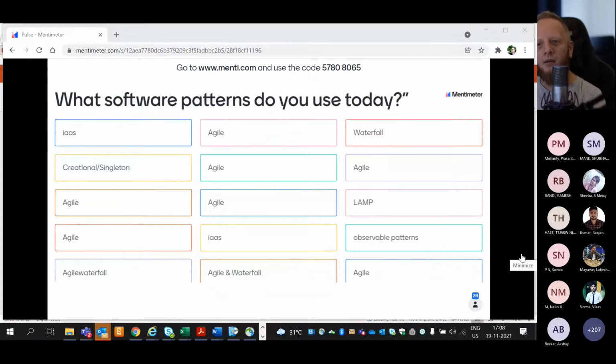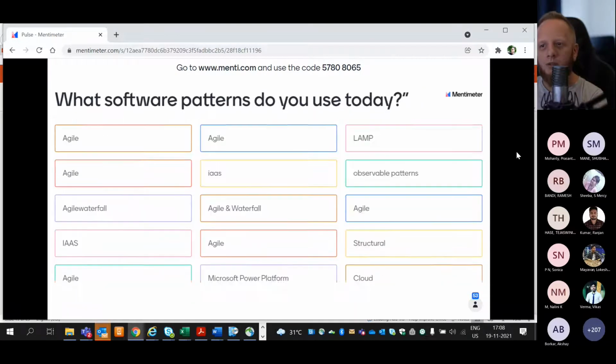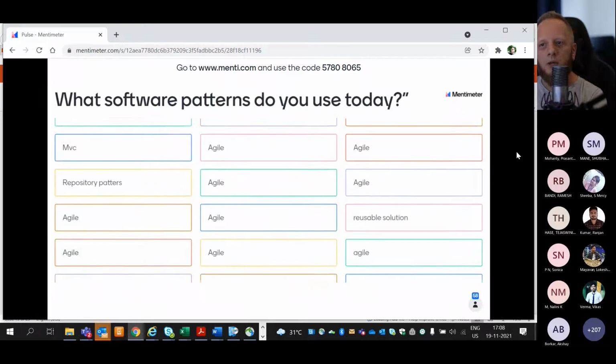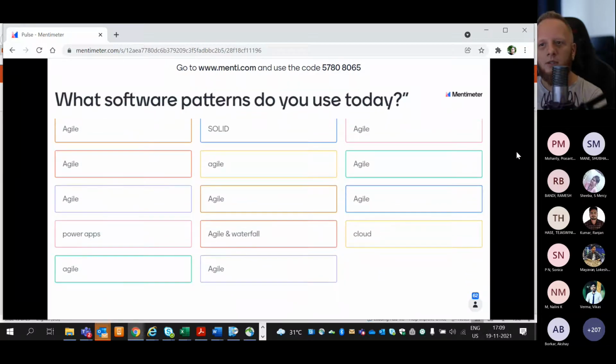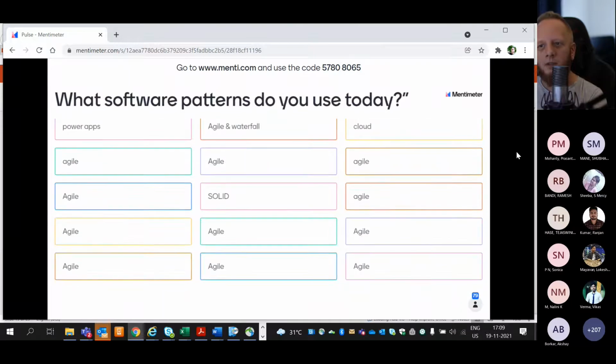Maybe agile is a little bit on the operational, way of working side. What I'm interested to see here is creational, singleton, observable pattern. Is it possible to get this as a word cloud instead? Or can you scroll so we can see some more answers? Structural. Okay, some Power Platform stuff as well. Factory. CQRS, interesting. Power Apps. So agile is more the way of working. What I'm looking for here is software patterns, architectural wise. SOLID. Okay, cool.